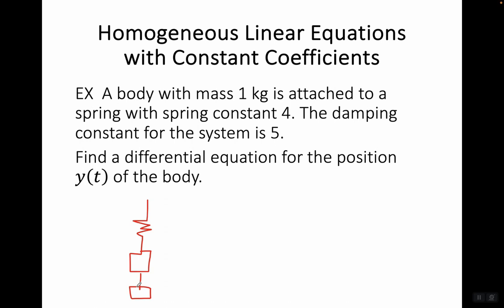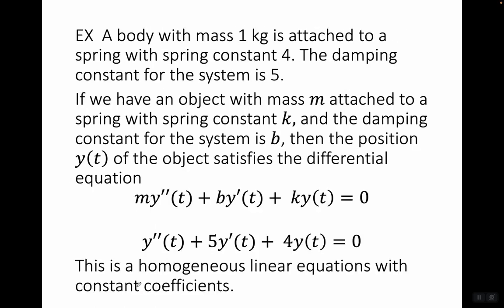Find a differential equation for the position y of t of the body. Let's do that. So if we have an object with mass m attached to a spring with spring constant k, and the damping constant for the system is b, then the position y of t of the object satisfies the differential equation m y double prime of t plus b y prime of t plus k y of t equals 0.